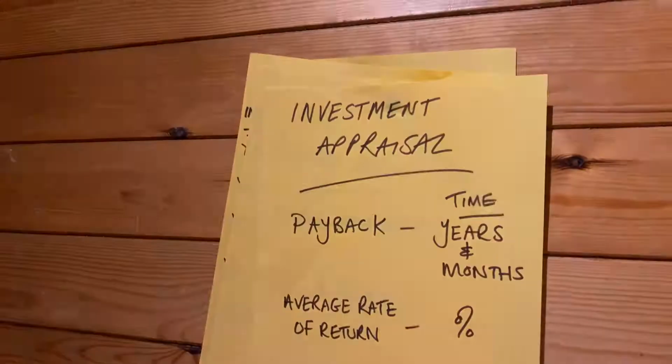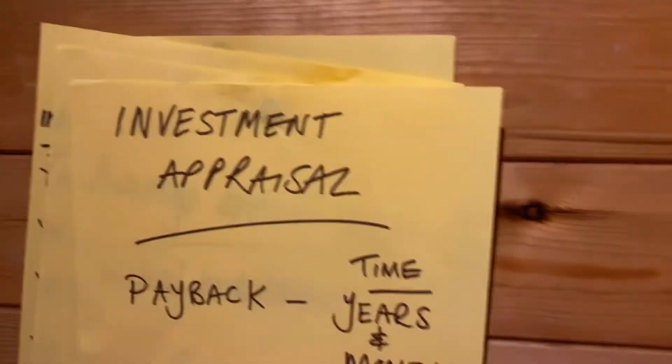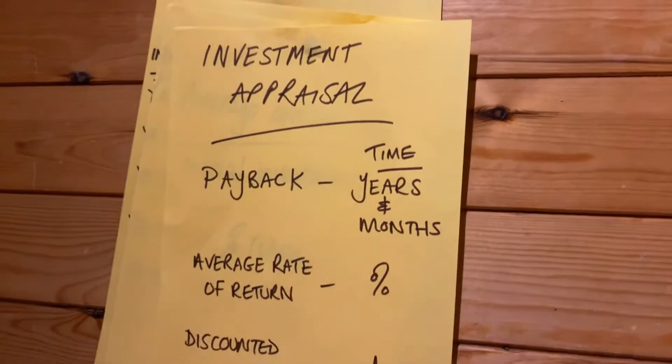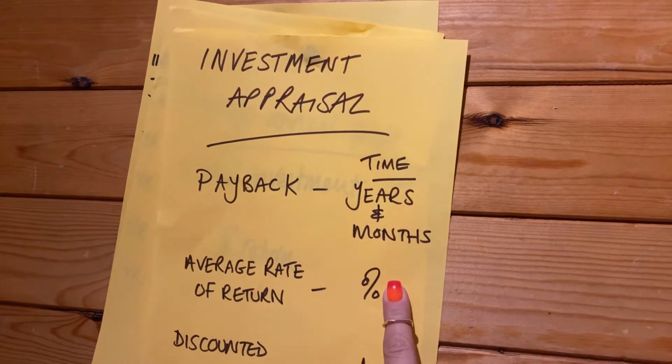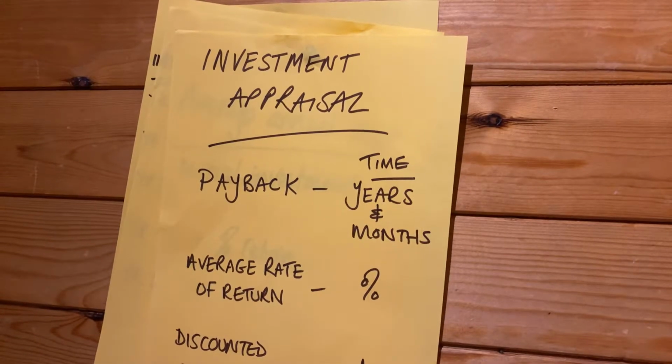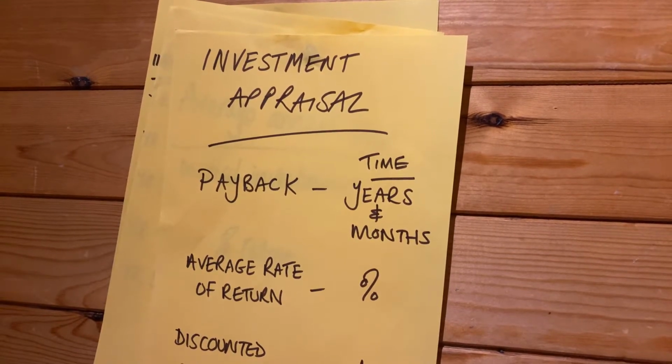Okay, so this one is average rate of return. It's our second method of investment appraisal. So subheading please, average rate of return. The answer is going to be in percentage. And what we're looking for here is how much profit is achieved on an investment. And obviously we can be comparing two different projects, or we might be comparing a project with putting the money into a bank.